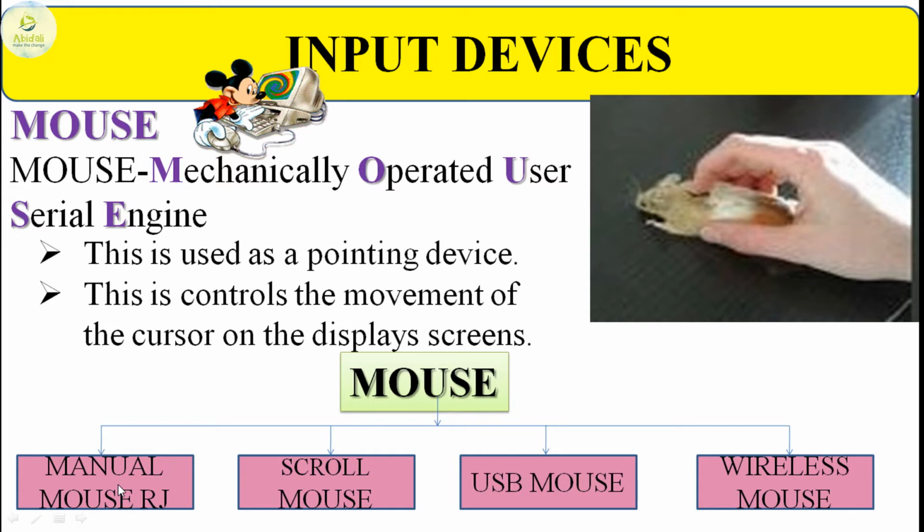The first one is the manual mouse. We will see the diagram and explanation. Then the scroll mouse with the scroll bar button, the USB mouse with a USB cable, and the wireless mouse without any wires or interconnection. As you already know, the mouse consists of two clicks, left and right, and in between, nowadays we have the scroll button, which is used for scrolling the application or a page up and down.